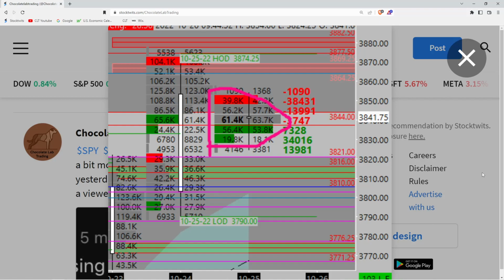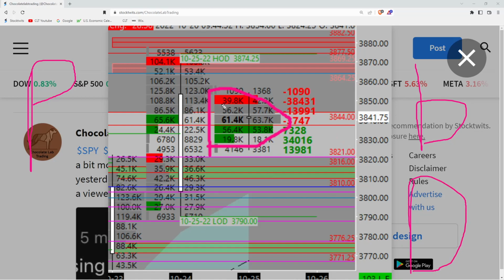If you're familiar with the YouTube videos, we spoke about extensively P-shaped distributions, B-shaped, and I'm almost positive we've covered D shapes, right? Price is happy to trade in this area, hence a D shape. We're not doing any more volume on top than we are on the bottom. Obviously not exactly, but relatively the same amount of volume.